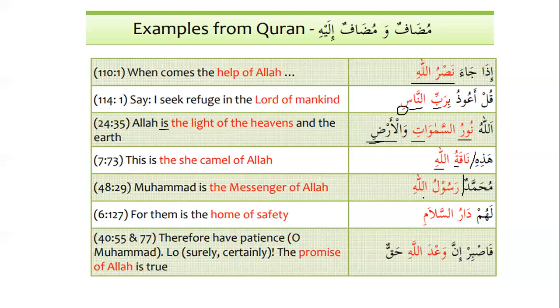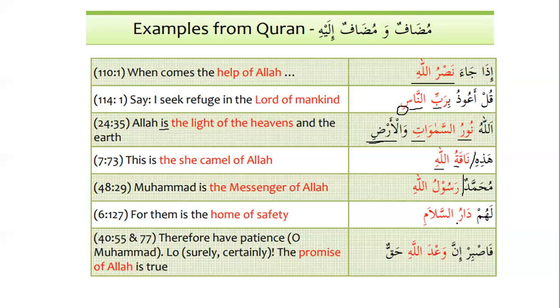So what we need to remember is that the complete mudaf and mudaf ilayh construction will be either mubtada or khabar. We cannot break it. We cannot say that mudaf is mubtada and mudaf ilayh is khabar. No. The whole construction will be used either in the place of mubtada or in the place of khabar.